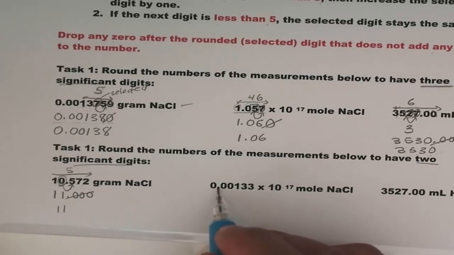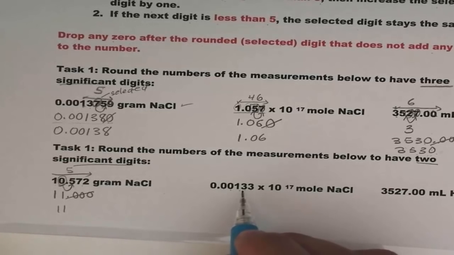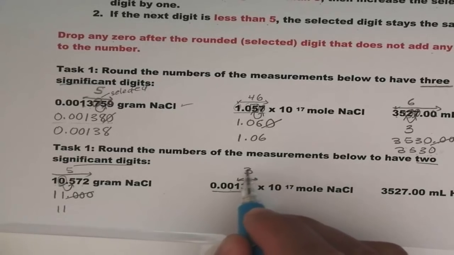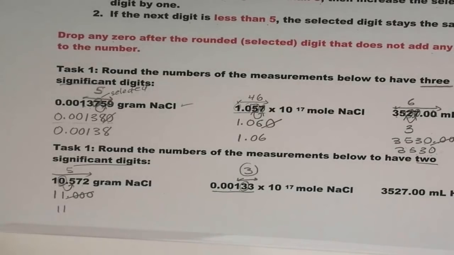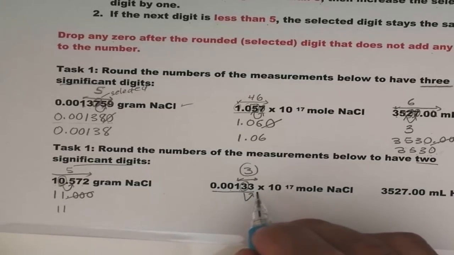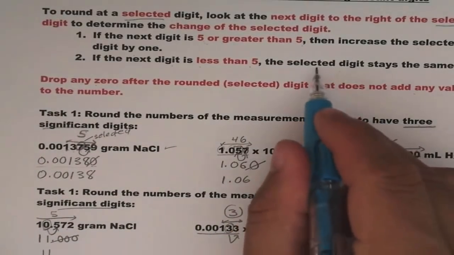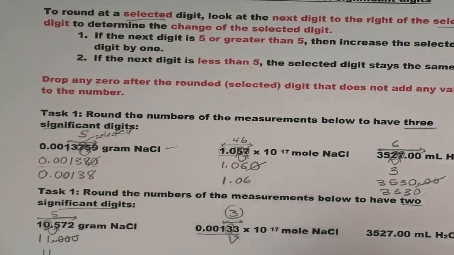We have 0.00133. Again, this is a decimal number. So this is our coefficient part, and this is our first non-zero, so we're counting. In this case, there are 3 sig fig. And our second one is that first 3 right there. So we look at the next digit. That 3 is less than 5. So the selected digit stays the same.